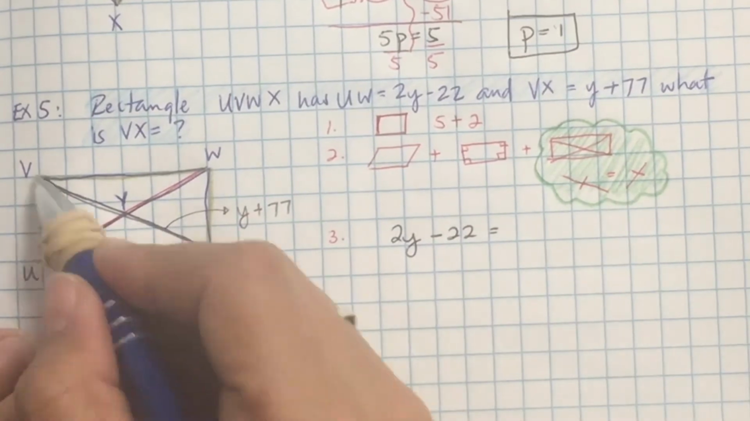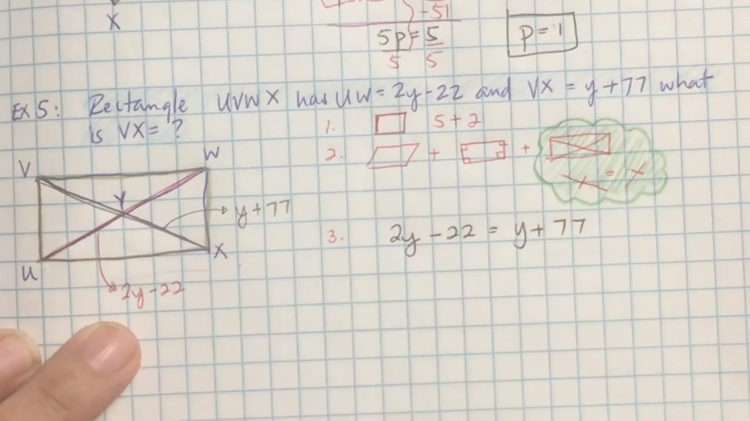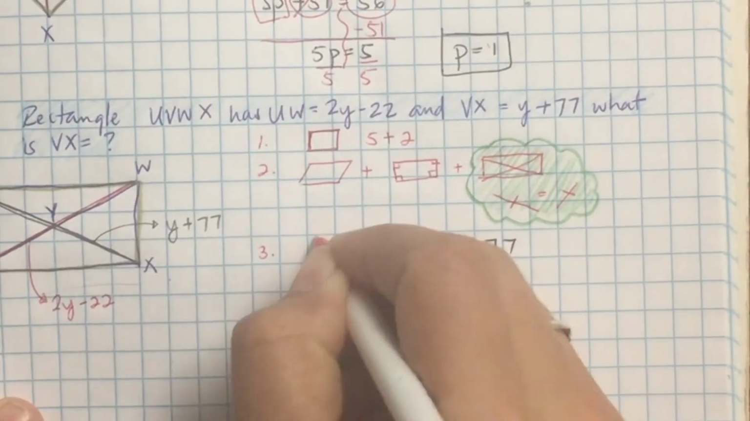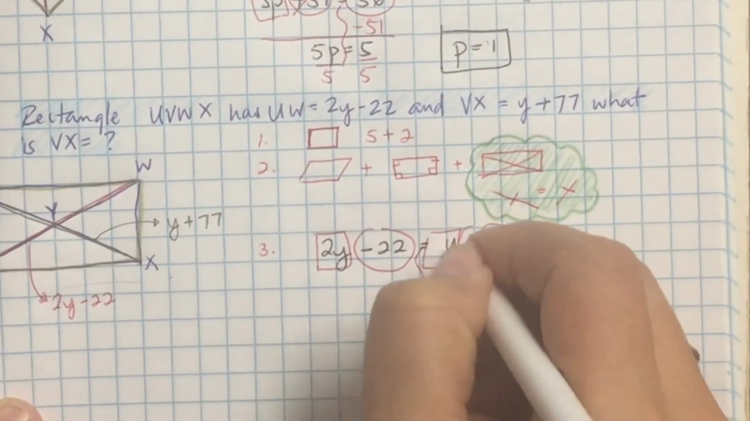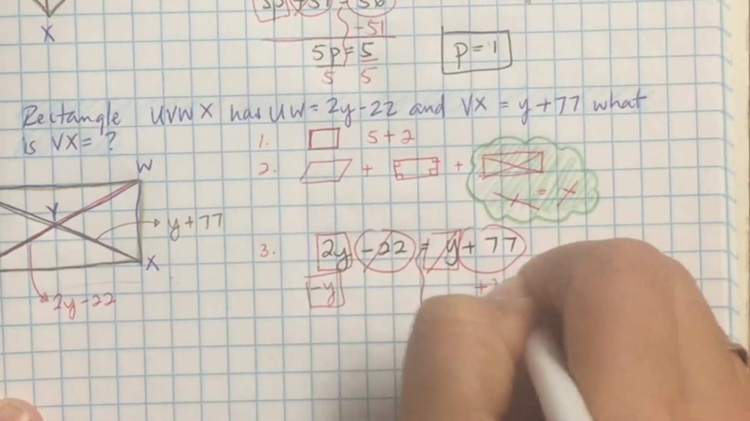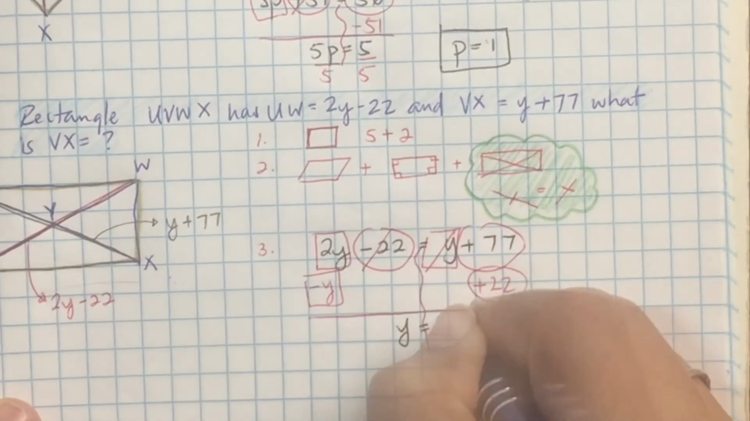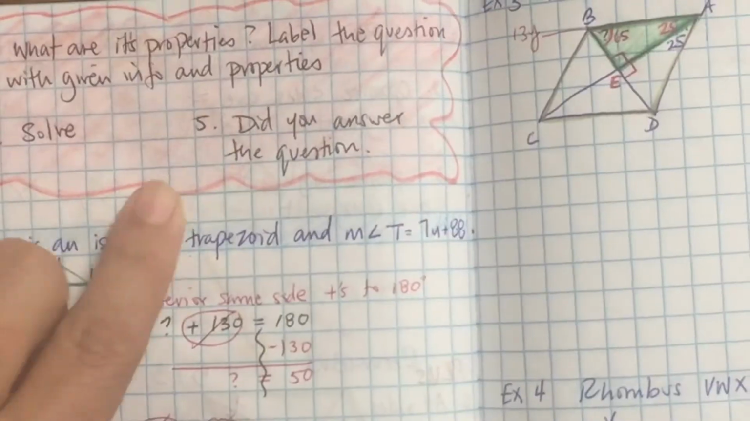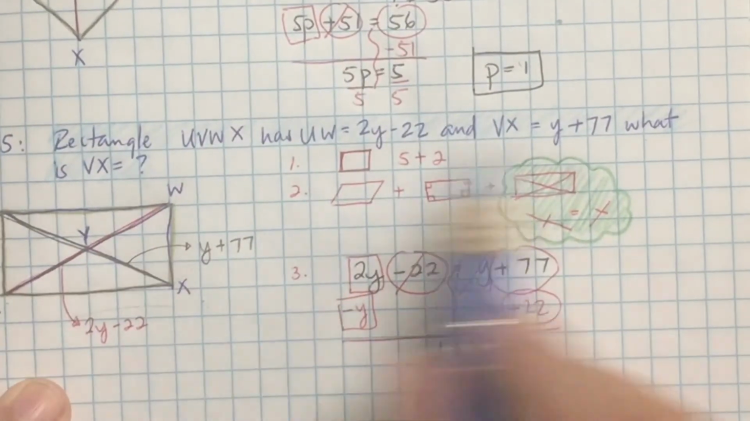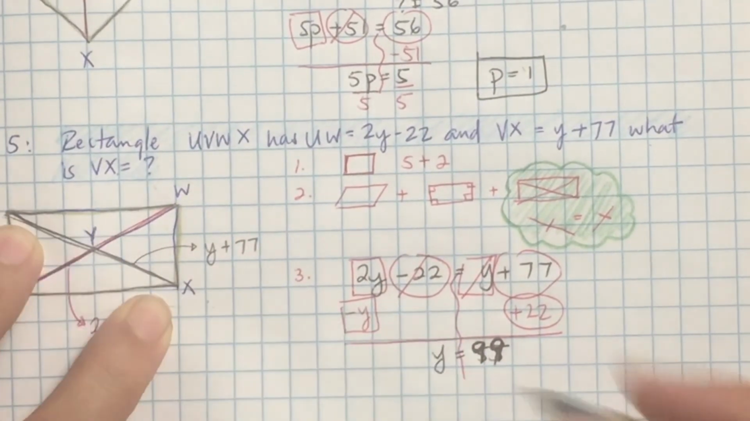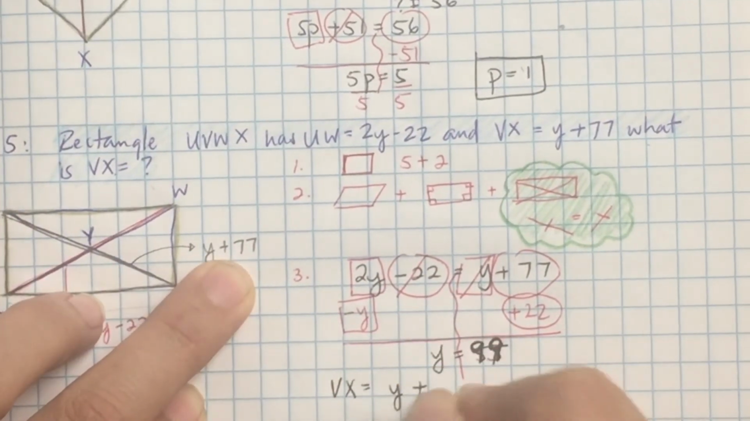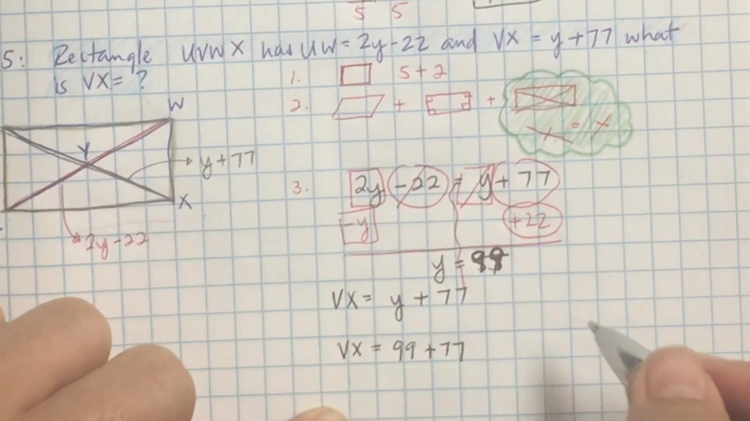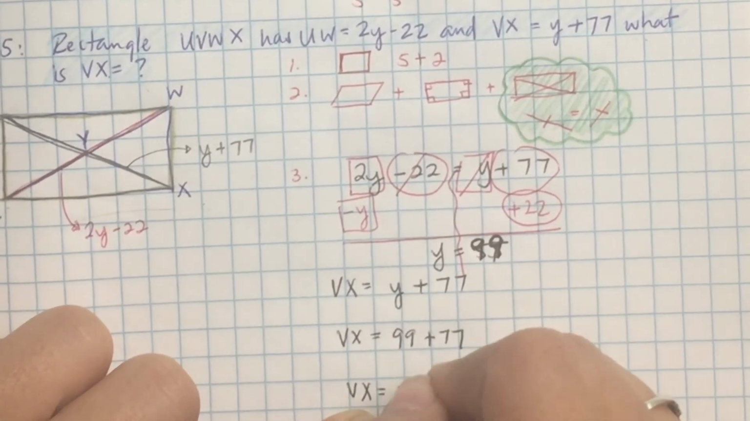See, all these questions, you can't really do them without knowing what the property is. Alright, draw my river, boxes and circles. Let's take negative 22 to the other side. It's positive 22. y to the other side, negative y. That's going to give me y equals 99. Did I answer the question? What was the question? Find VX. No. So they don't want to know what y is. They want to know what VX is. Well, VX is y plus 77. And we know y is 99. So 99 plus 77 is equal to 176.